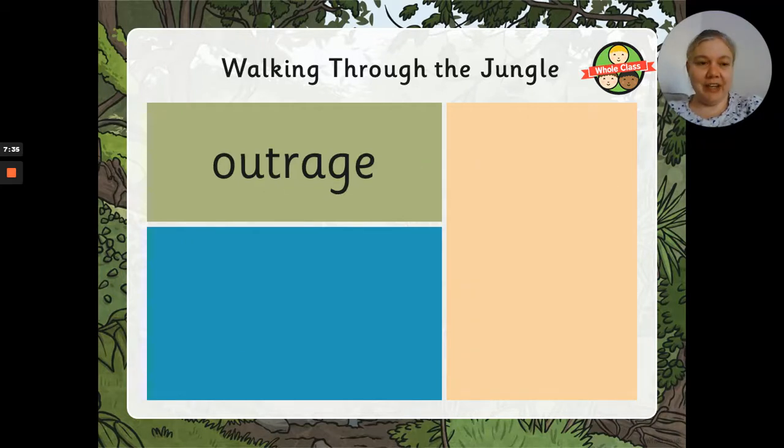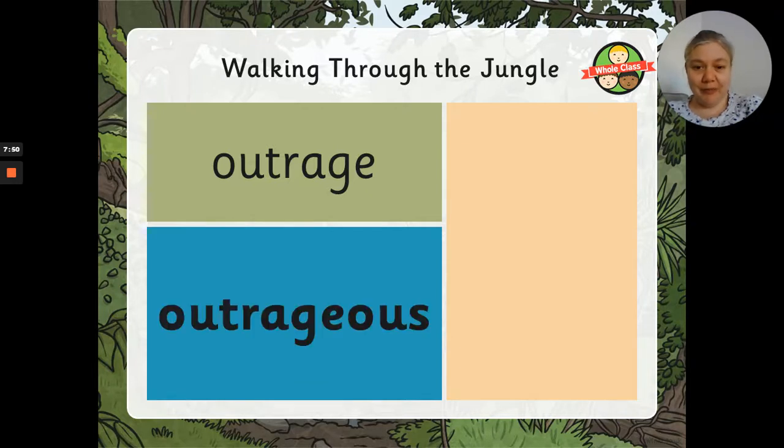And finally, the word outrage. I can see from this word ends in E. However, it's got the letter G before it. So remember, I don't need to take the E off. So outrage would become outrageous.